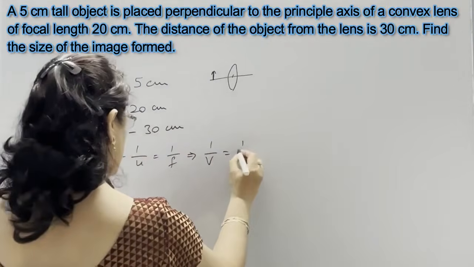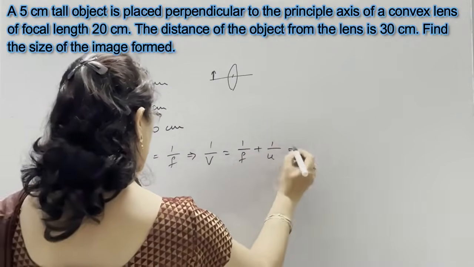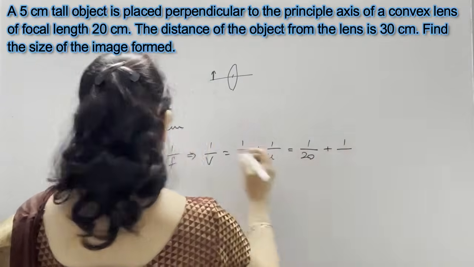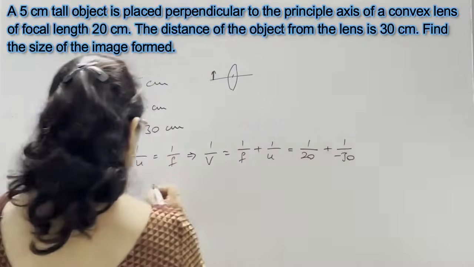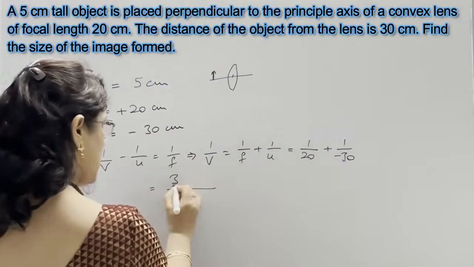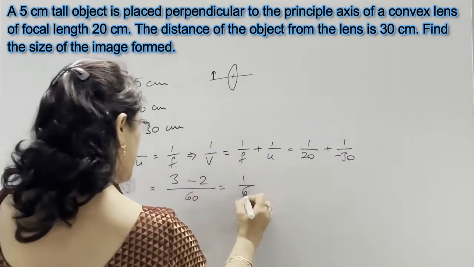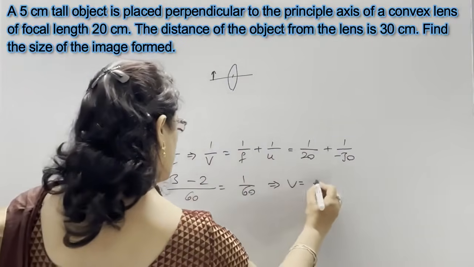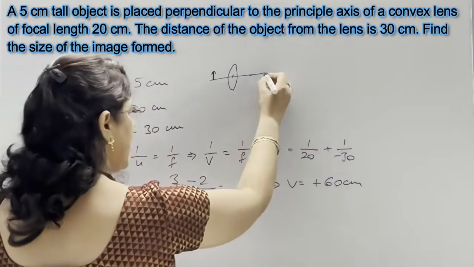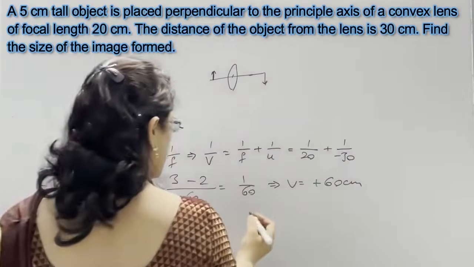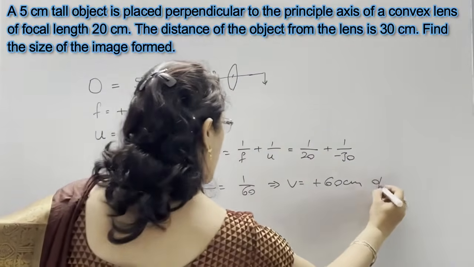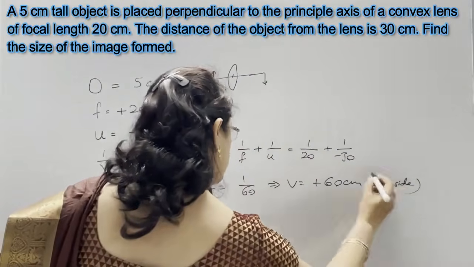So 1 by V is equal to 1 by F plus 1 by U. Value of F, focal length, is given as 20 centimeter, plus 1 upon U is given as minus 30. So the LCM of 20 and 30 is 60, 3 minus 2. It means 1 upon 60. So value of V is plus 60 centimeter. It means image is forming on the right hand side of the lens, the opposite side of the lens where the object is placed. So V is positive, plus 60 centimeter, on the opposite side of the lens.